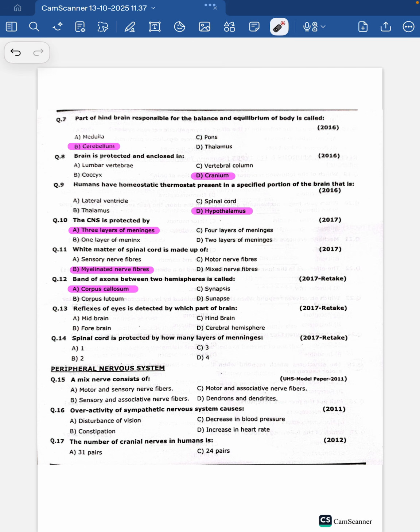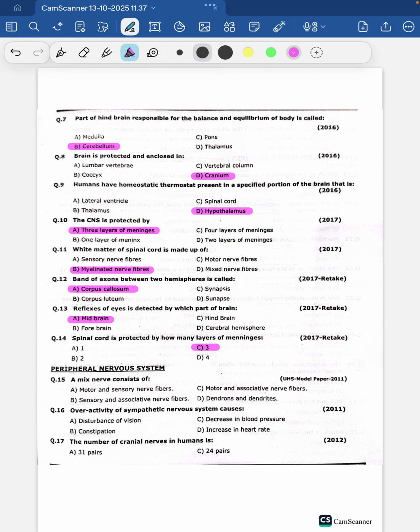The reflexes of the eyes are controlled by the midbrain. In the Punjab textbook, it has been written that the midbrain controls the reflex movement of the eyes. Question number 14: the spinal cord is protected by how many layers of meninges? I have already told you that the brain and spinal cord are both protected by three layers of meninges. So the answer will be Charlie, 3.